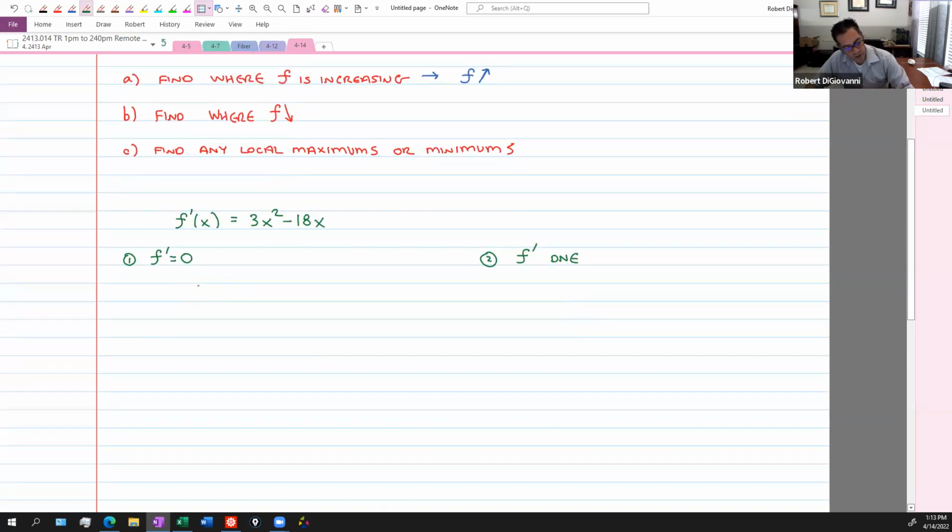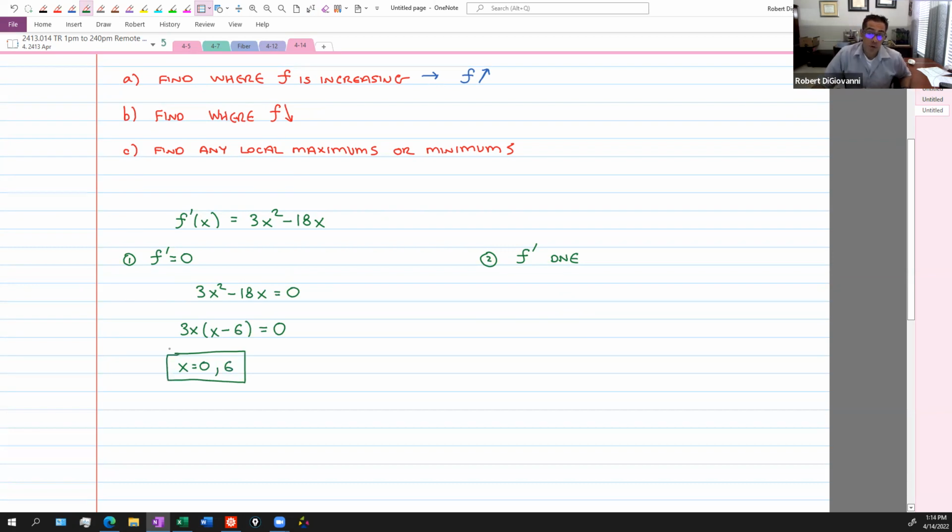So where the derivative is 0, all I'm going to do is set the derivative equal to 0. I can factor out GCF 3x. I'll be left with x minus 6 equals 0, and then set those both to 0. I get two solutions, 0 and 6.